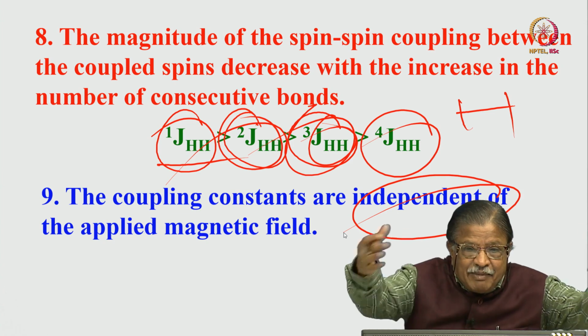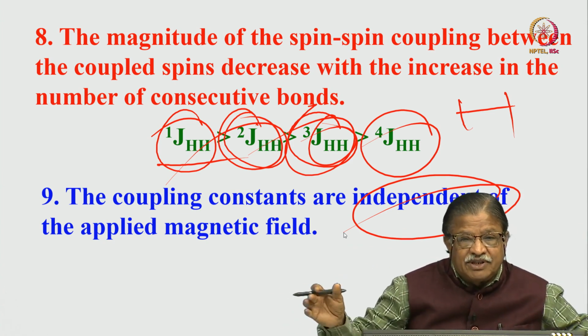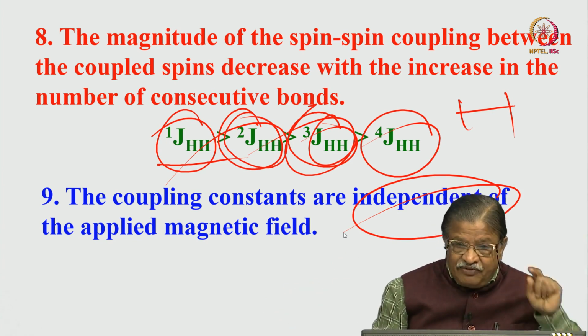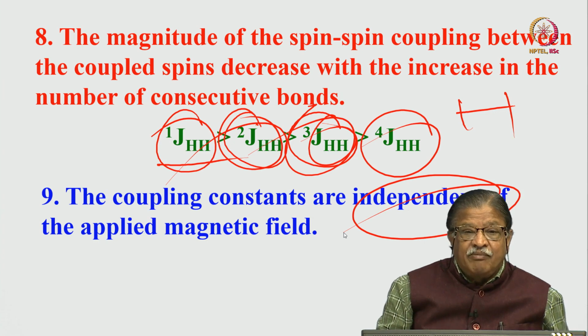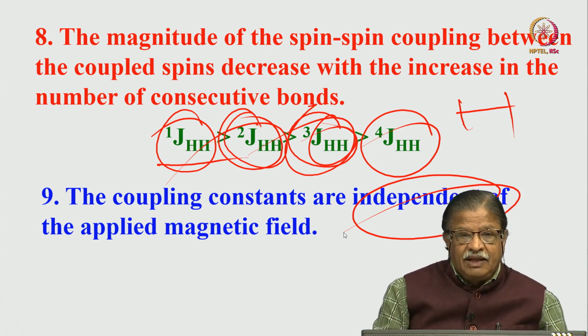As you keep on increasing the magnetic field, I said there is more and more dispersion. Peaks have started moving away. There is a field dependency for chemical shift. But for the scalar coupling, there is no field dependency. It is independent of the applied magnetic field.